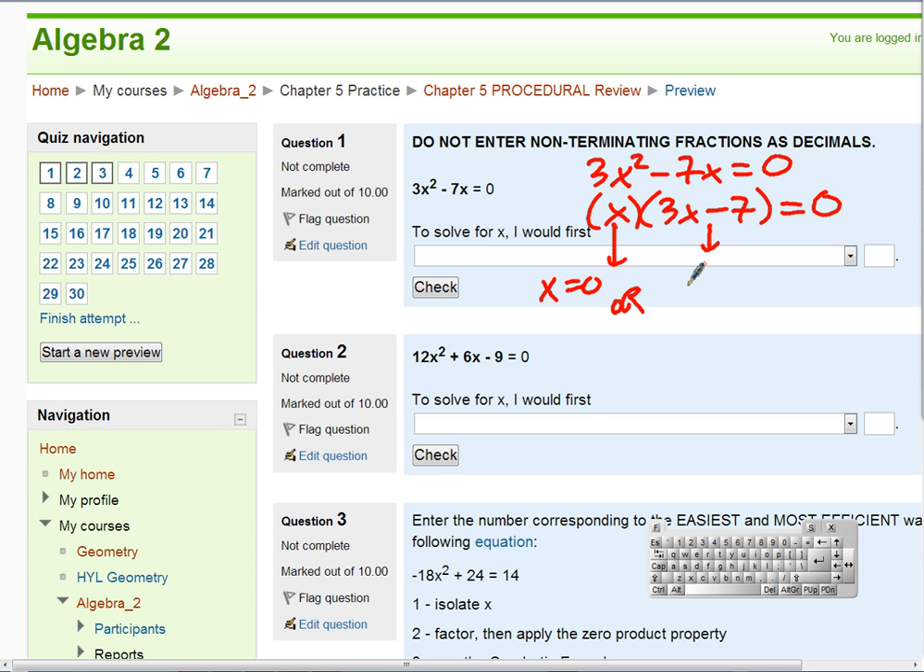Or the other answer is 3x minus 7 equals 0, which means x is just 7/3 if I add 7 and divide by 3, right? Easy. How simple is that?